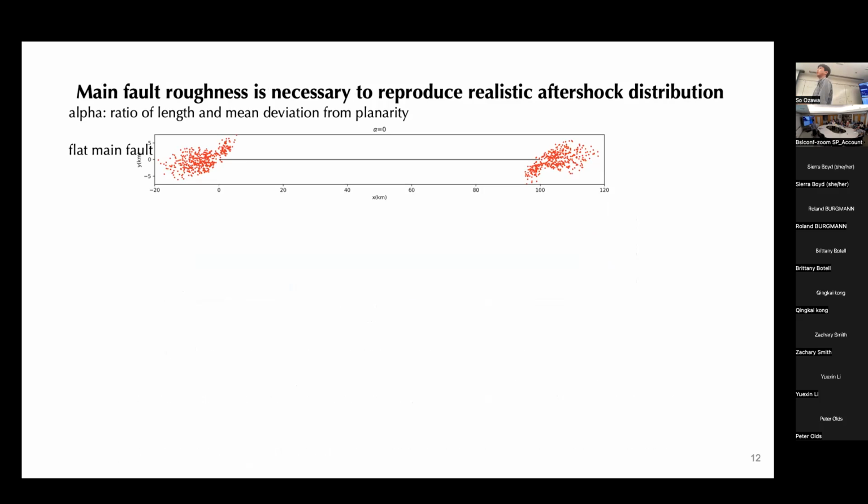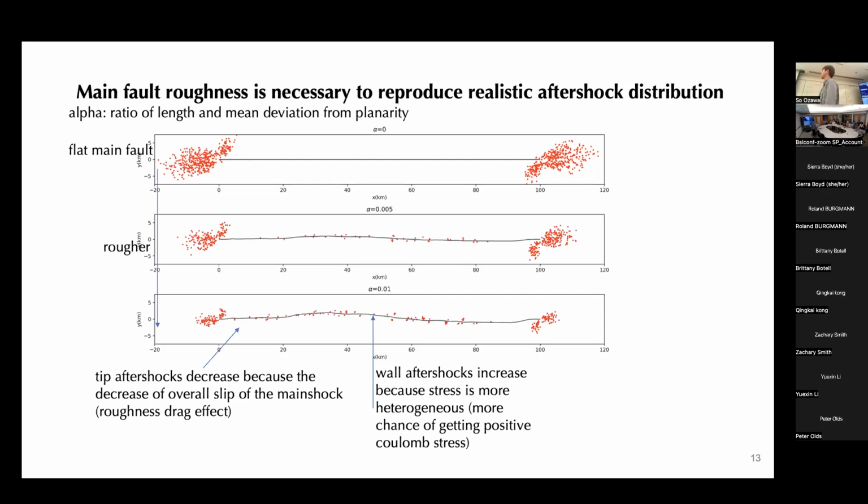So alpha equals 0 means a flat main fault. In this case, there are no aftershocks inside the main fault, and all of the aftershocks happen at the crack tips. But as you increase the roughness, the alpha parameter, you tend to get more aftershocks inside the fault zone and fewer aftershocks at the tip. This increase of aftershocks inside is because stress is more heterogeneous due to the more complex geometry, so there's more chance of getting positive Coulomb stress.